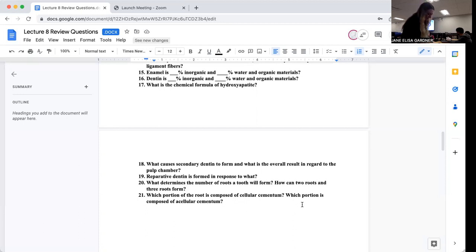Okay. And then the root length is determined by what again? You guys remember? Yes, nice. Okay, last one.